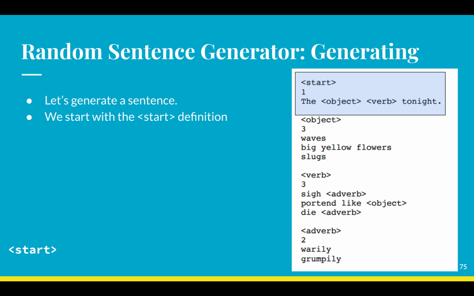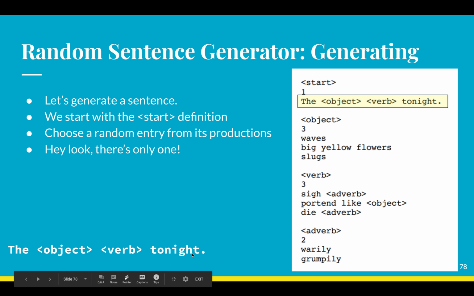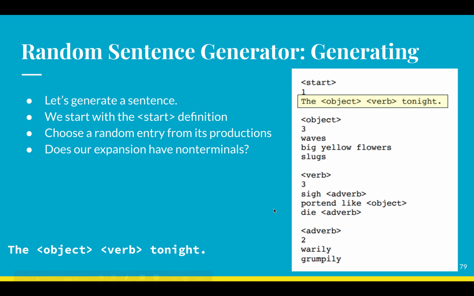So now let's generate a sentence manually. We always start with the start definition right here. There's only one definition for start, so we choose this expansion. We choose the expansion randomly, but in this case, there's only one. Now we have this expansion here, object verb tonight, and this represents the current sentence that we are building up so far. Does this expansion have any non-terminals? The answer is yes, it has 2. So let's expand them.